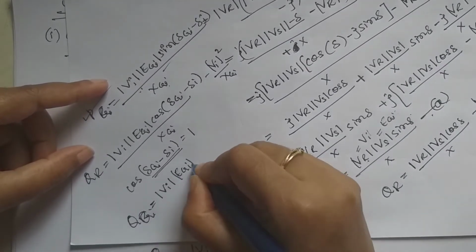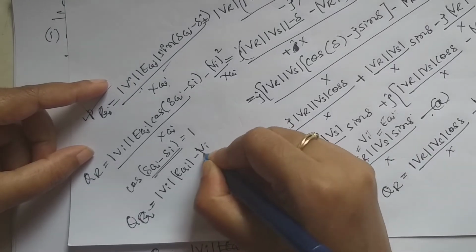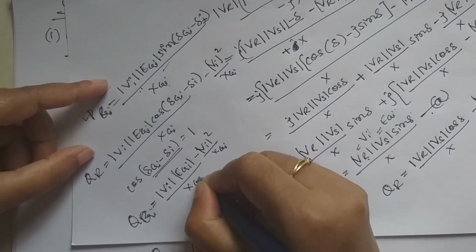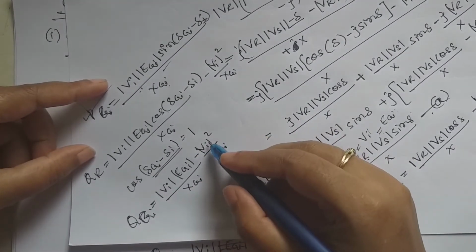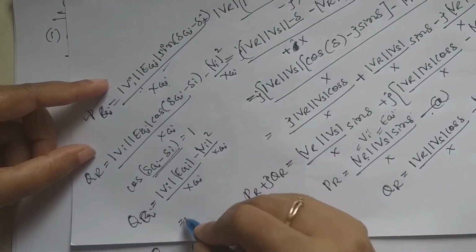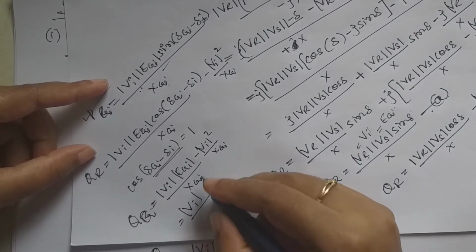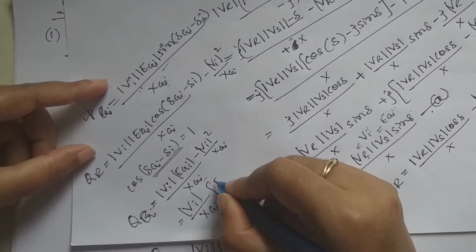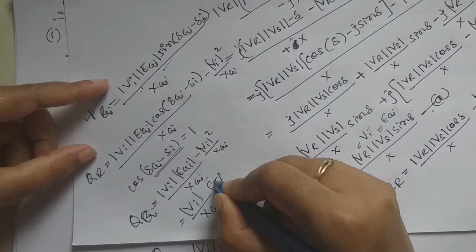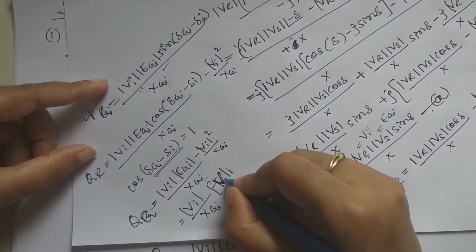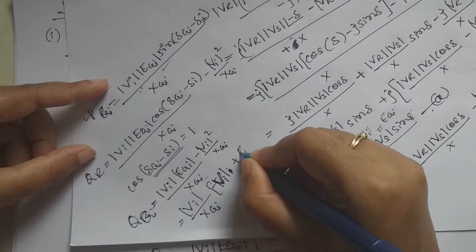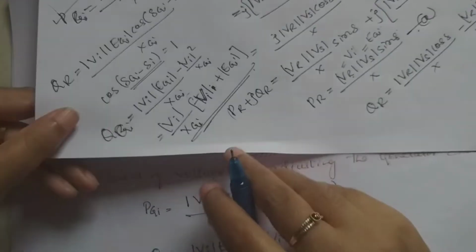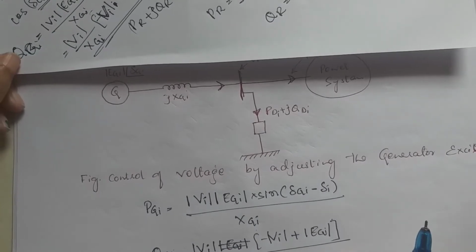Taking that, we get Qgi is equal to Vi Egi minus Vi square divided by Xgi. Taking Vi divided by Xgi outside, we get Vi by Xgi into Egi minus Vi. This is how we get the equation.